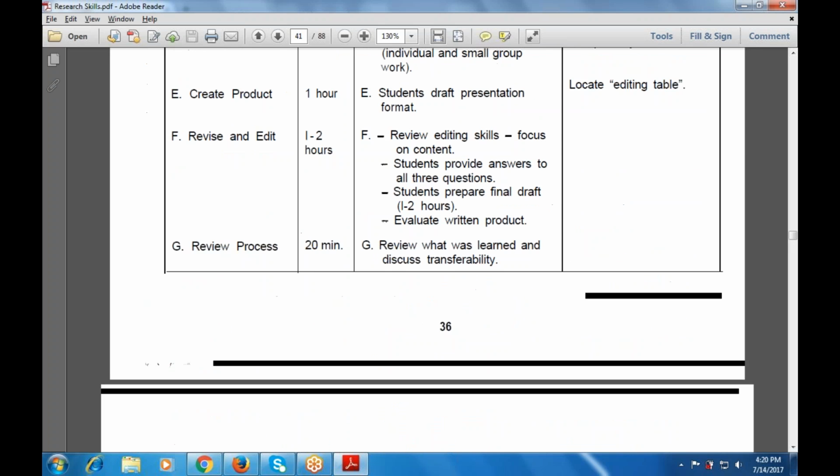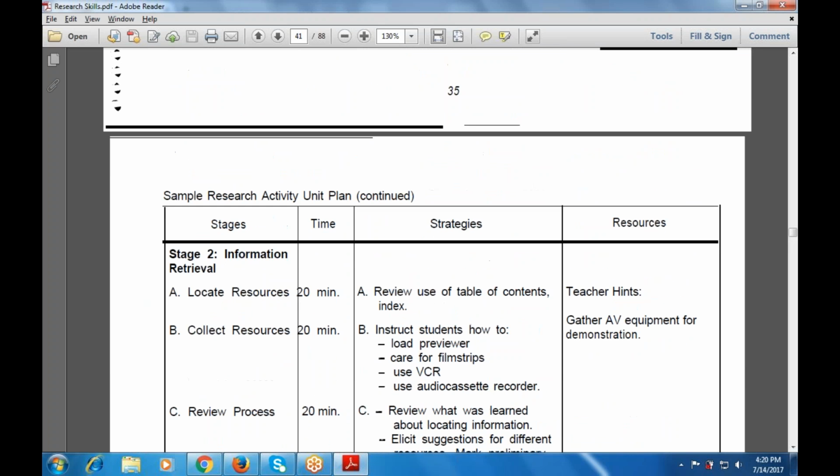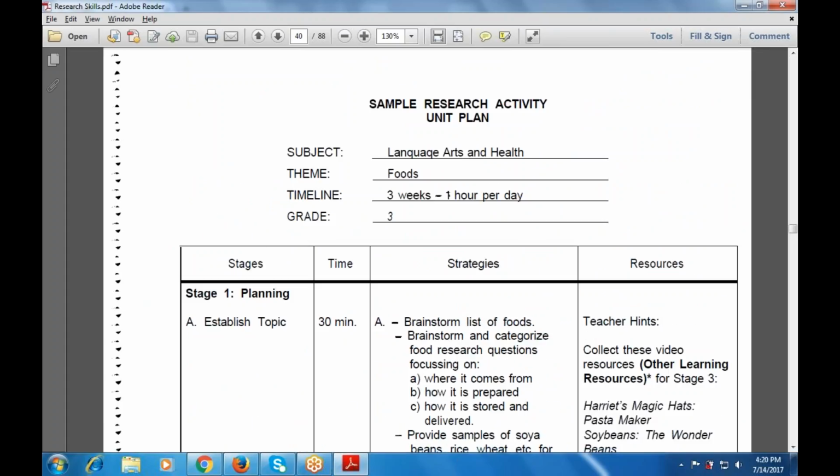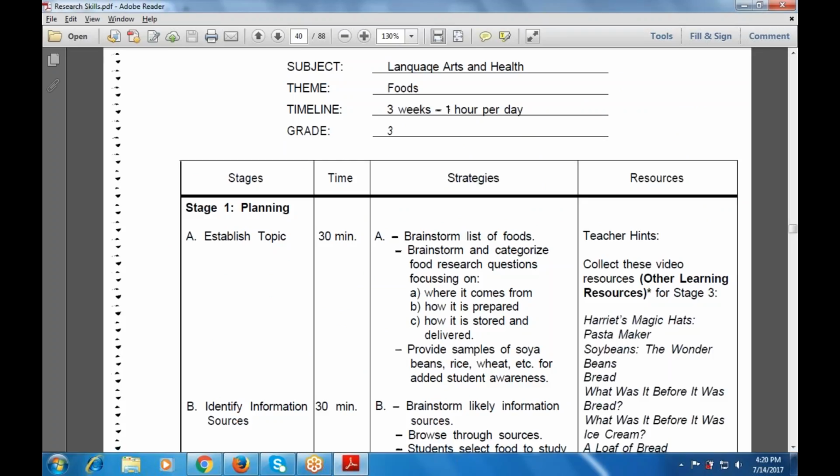These are the 5 stages for this simple example. This is only used for the theme foods, the subjects are language arts and health. This takes 3 hours, 1 hour per day, and the grade is 3. So it is not a high grade level, like grade 5, but the average grade 3.